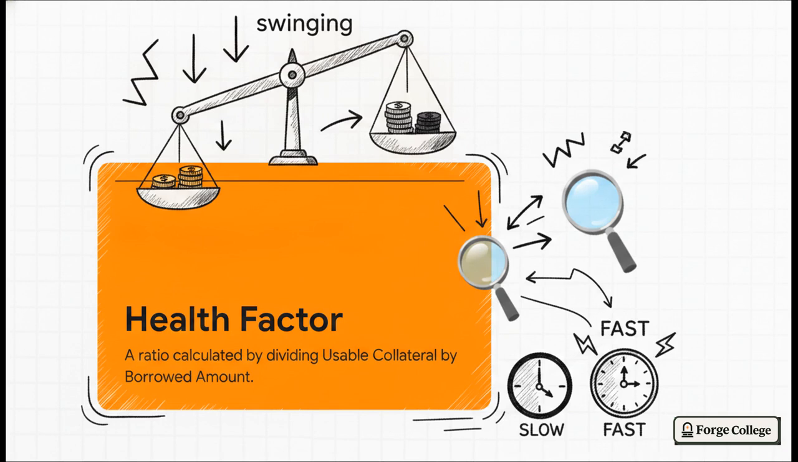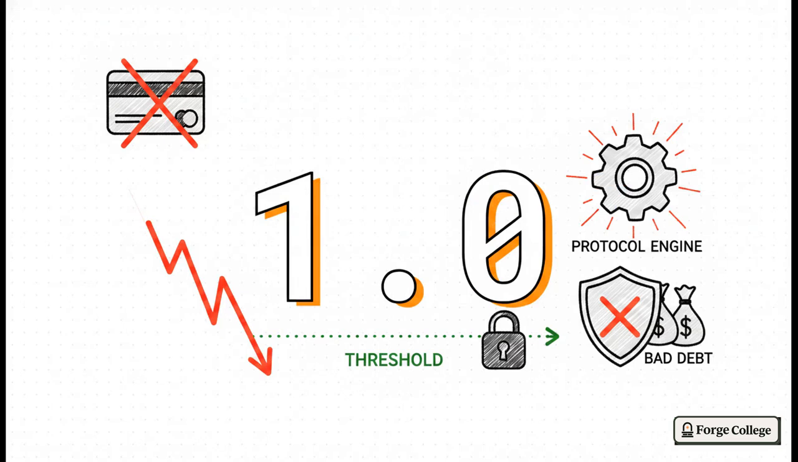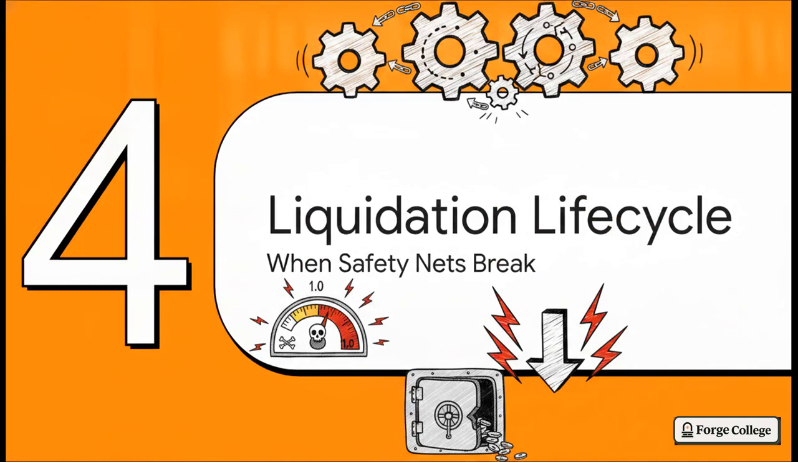And depending on the protocol, these prices can either be slowly averaged over time to smooth out the bumps, or updated instantly on the spot, which can cause your health factor to swing wildly in a matter of seconds. So the crucial point you need to remember is this exact number, 1.0. If your health factor dips below 1.0, your dynamic credit card is officially maxed out. You've breached the maintenance margin and boom, the protocol's engine triggers an immediate, automated response to protect itself from bad debt.